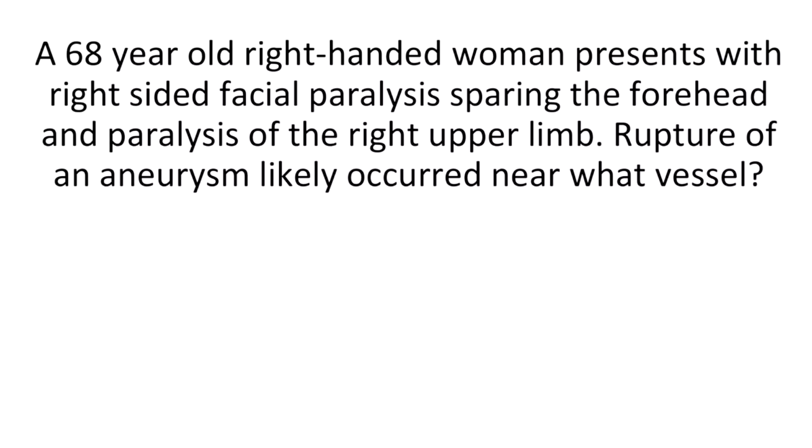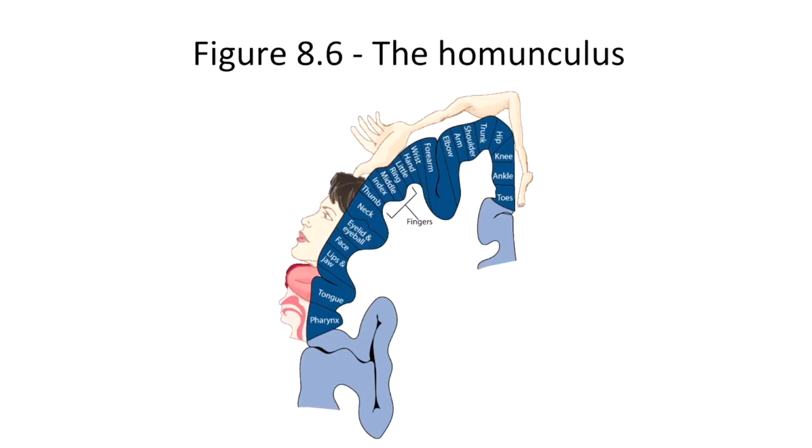Okay, from the question, we know that the patient has right-sided facial paralysis, sparing the forehead, and paralysis of the right upper limb. These symptoms should immediately make you think of the homunculus and its vascular supply. Let's pull up the homunculus so you can more clearly see what's happening. This is figure 8.6, which shows the homunculus.